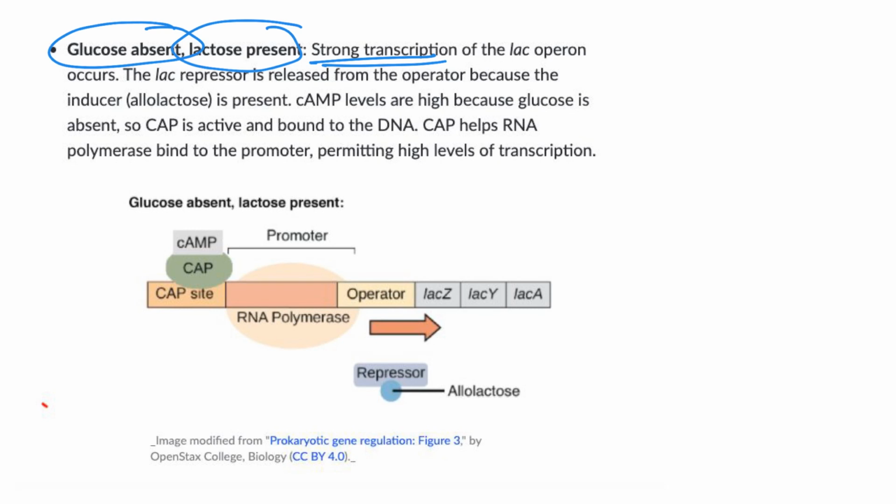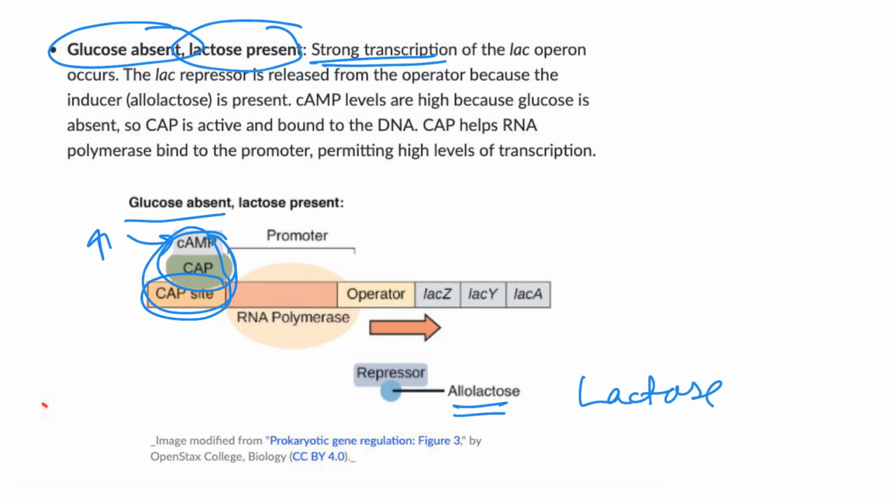And this makes perfect sense, right? So when glucose is absent, I'm going to have high levels of cyclic AMP. It's going to bind to my CAP protein at the CAP site. Also, because I have lactose present, if I have lactose around in the environment where the bacteria are, I'm also going to have allolactose. Remember, it's an isomer. And so it's going to bond right here to the repressor, and the repressor is going to fall off.